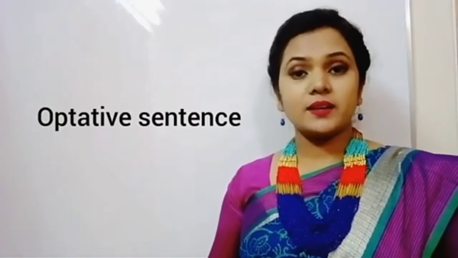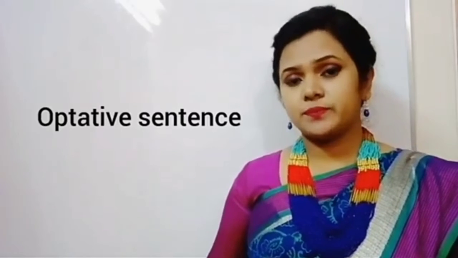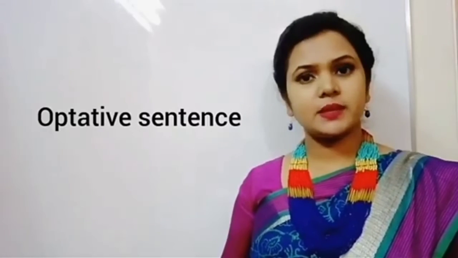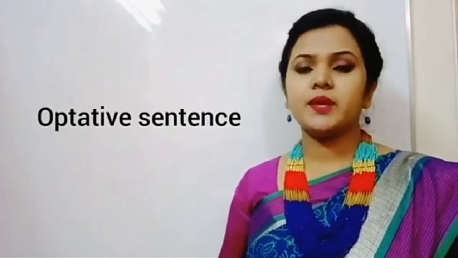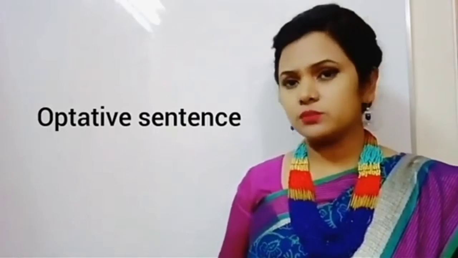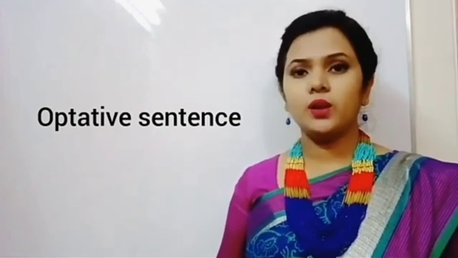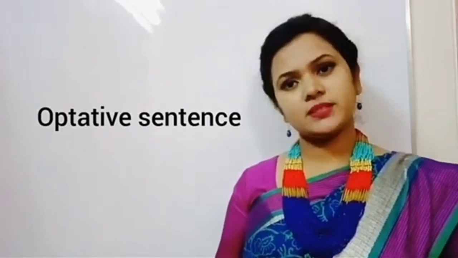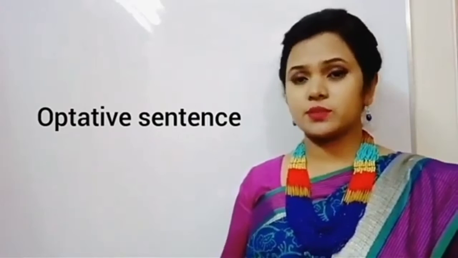Optative sentences are used to wish for someone or to pray for someone. For example, may you be happy, may you prosper in life. Not only that, they can also be constructed without "may". For example, long live our king. So let's check out the ways or the rules of transformation.